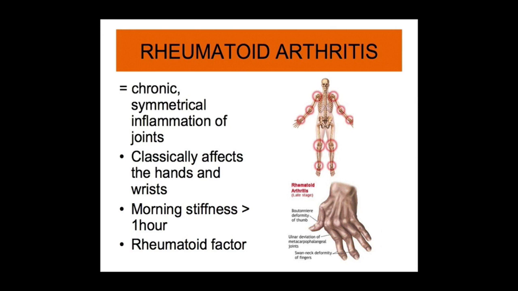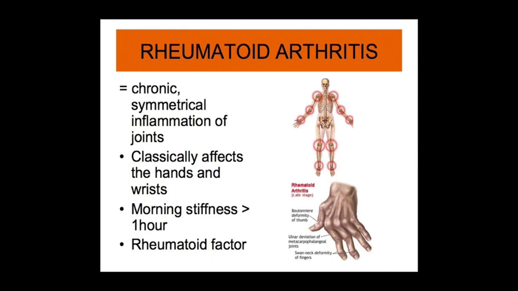Now, rheumatoid arthritis is a chronic symmetrical inflammation of the joints, and it is very prevalent within the population, and it classically affects the hands and the wrists of the patient. So it's all the small joints. And it's symmetrical, so very rarely will only one hand be involved. It's usually both hands. However, other joints can also be involved, such as the elbows, the shoulders, the knees, the ankles, and the small joints of the feet.